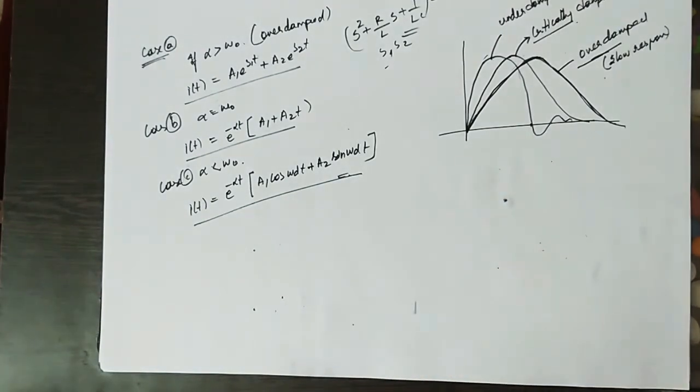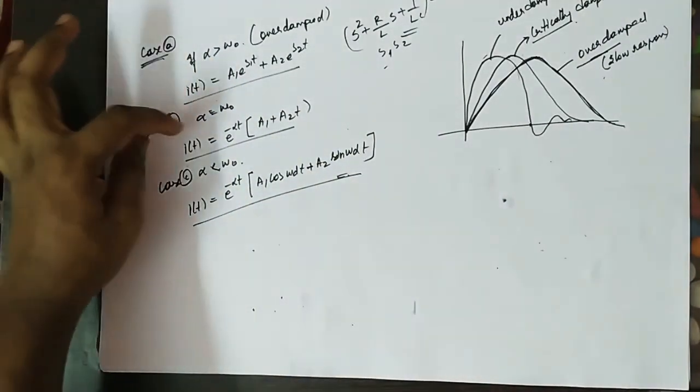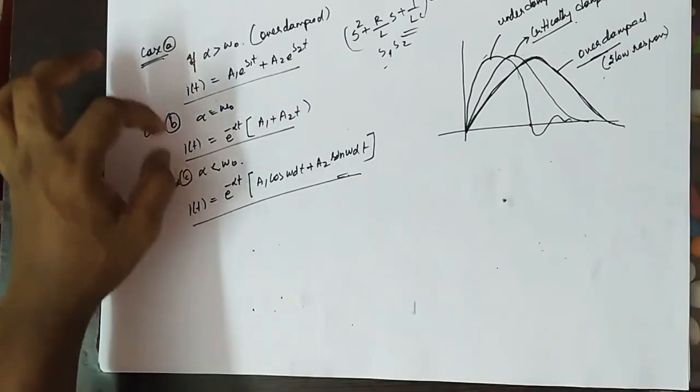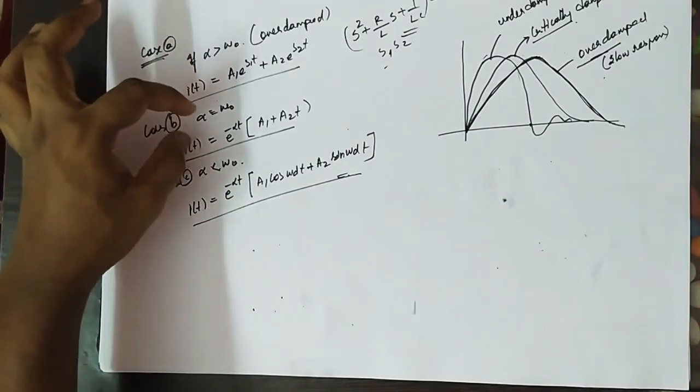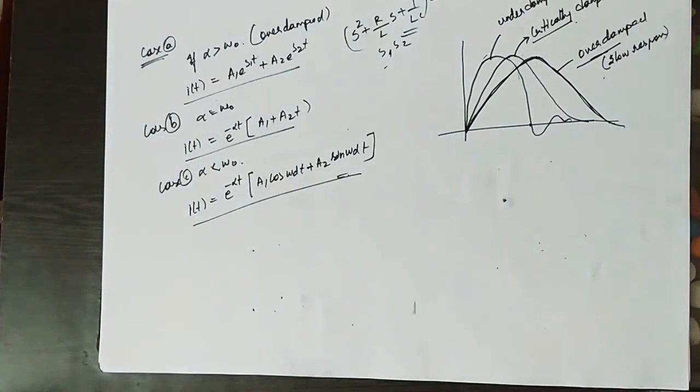In a simple exam they will ask you to find the response of a source-free RLC circuit. That means you have to write the equations based on the roots only. If alpha is greater than omega naught, this is the equation; if alpha equals omega naught, this is the equation; and if alpha is less than omega naught, this is the equation. This is overdamped, this is critically damped, and this is underdamped. Okay, this is about the series RLC circuit.